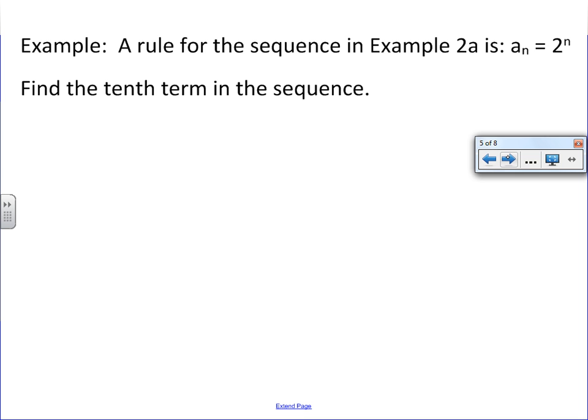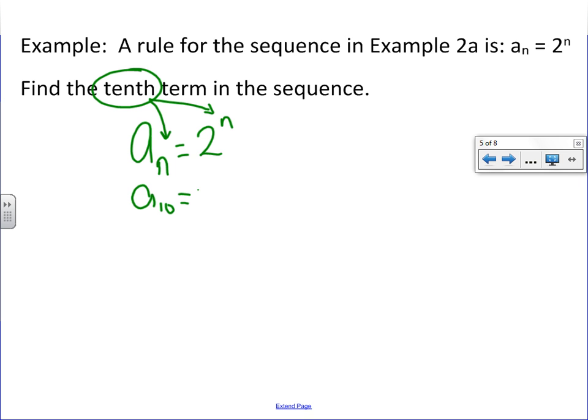A rule for the sequence in example 2a is a sub n equals 2 to the nth. Find the 10th term in the sequence. Once again, we're finding this the exact same way that we did earlier, which is going to be by plugging in whatever it is that we're looking for. So we're going to start with a sub n equals 2 to the nth power. So instead of n, I'm going to plug in 10. So a sub 10 equals 2 to the 10th power.